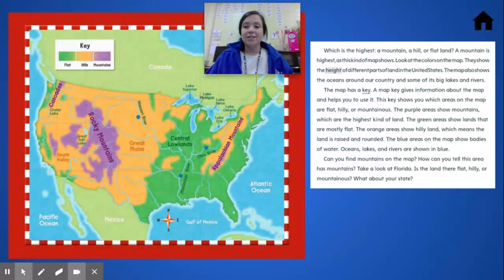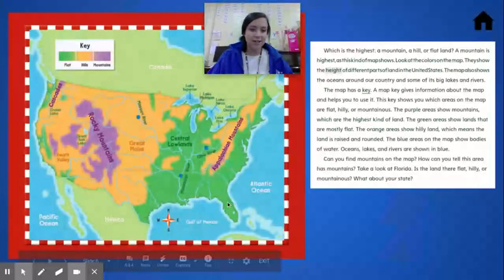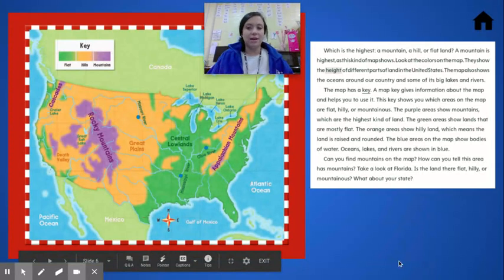The green areas show land that is flat. The orange areas show land that has hills. The blue areas are water, ocean, lakes, rivers. So you can see there's lakes here. These little blue lines are the rivers that go through our country. And the big ones are the oceans, like we talked about on the last page.